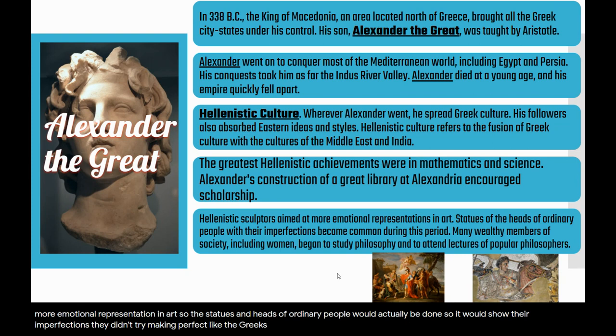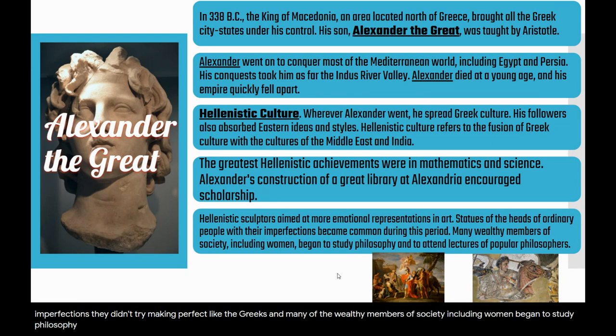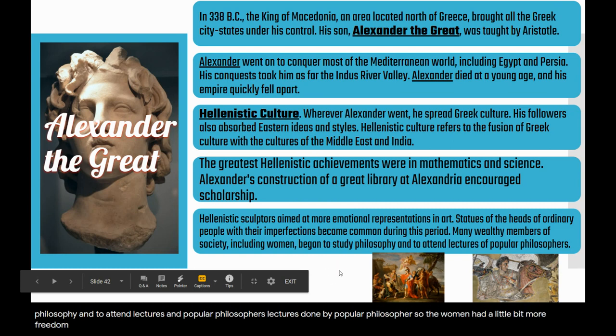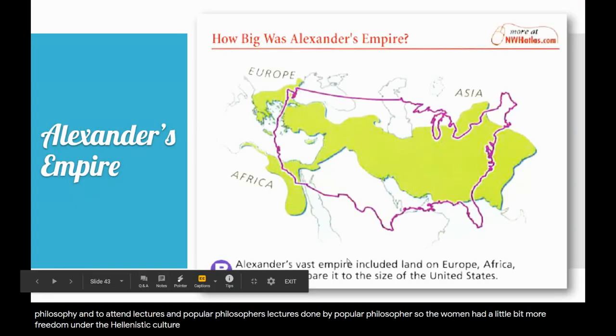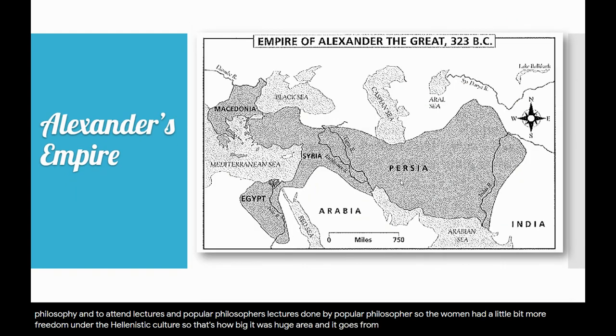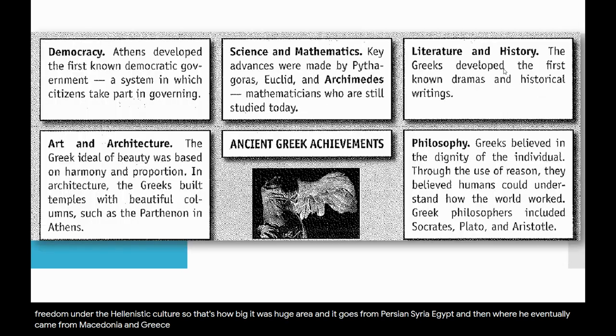And many of the wealthy members of society, including women, began to study philosophy and to attend lectures done by popular philosophers. So the women had a little bit more freedom under the Hellenistic culture. So this is how big it was, huge area. And it goes from Persia, Syria, Egypt, and then where he eventually came from, Macedonia and Greece.